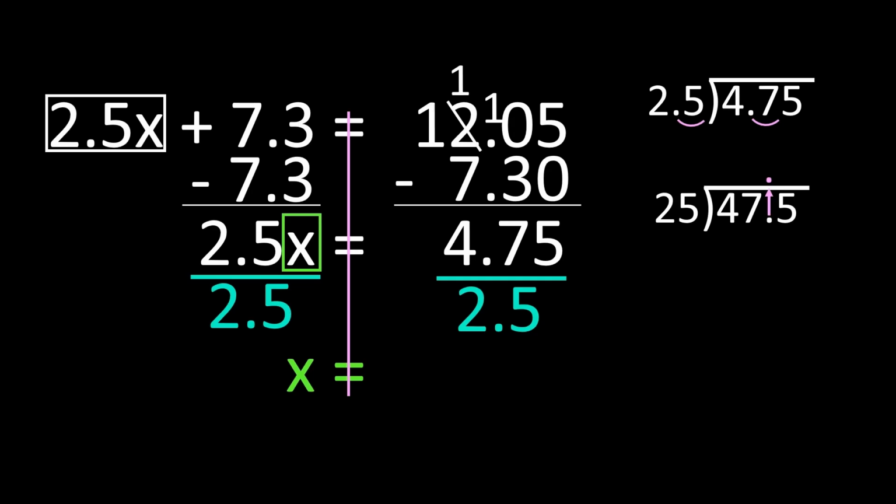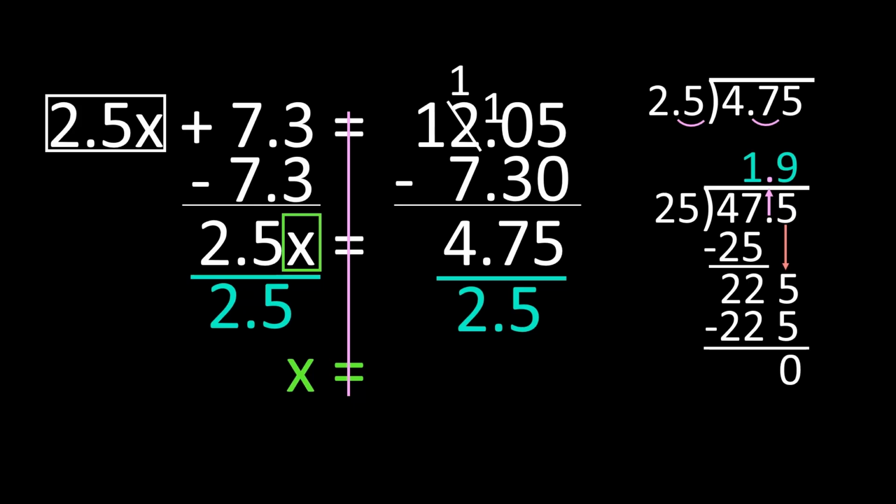Then I have 47 divided by 25. And 47 divided by 25 is 1. 1 times 25 is 25. And then I'm going to subtract. 7 minus 5 is 2, and 4 minus 2 is 2. So now I need to bring down the 5, and I'm bringing it straight down. So I have 225 divided by 25, and 225 divided by 25 is 9. 9 times 25 is 225, and when I subtract, I get 0, and I have nothing more to bring down. So x equals 1 and 9 tenths.